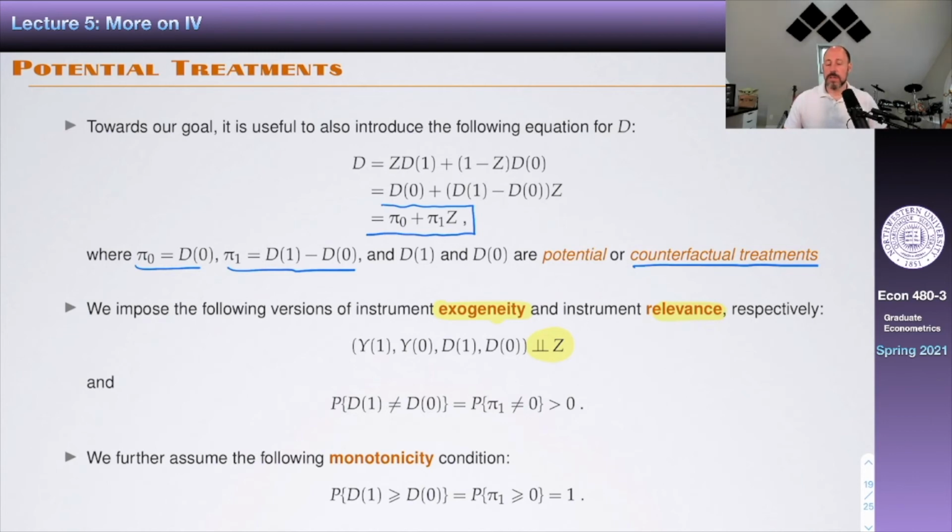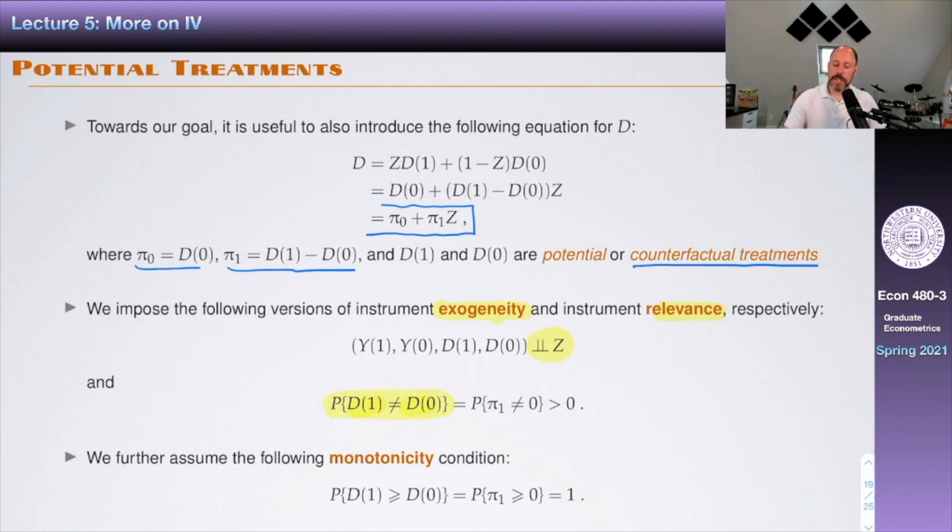So this is stronger than some conditional mean dependence assumptions that we use in the linear model, but it is the type of assumptions that we need when we deal with a model that allows for heterogeneity. It's a more general model. And then relevance means that at least there are some people that are affected by this instrument. Some people will make a different choice if you give them the instrument than if you don't. And so the probability that D1 is different than D0, which in other words is the same as the probability that pi 1 is different than 0, is positive.